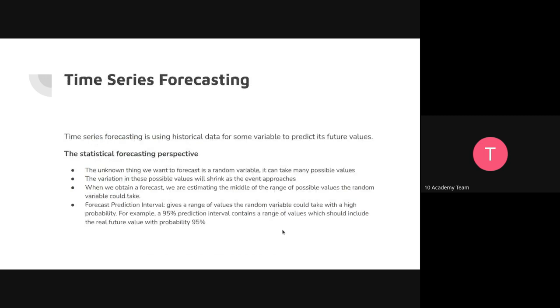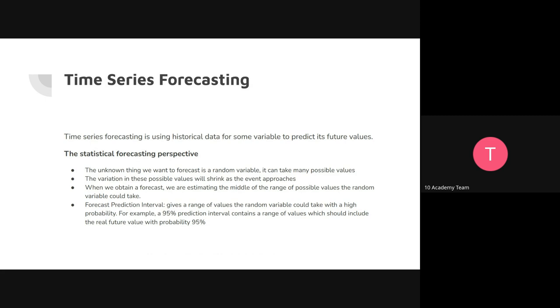So, as you mentioned, time series forecasting is just using historical data of some variable to predict its future values. And statistically thinking about this, the future value of this unknown thing we are trying to forecast is a random variable in statistical terms.